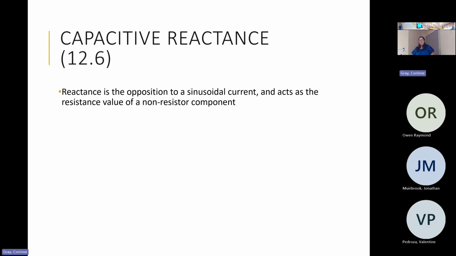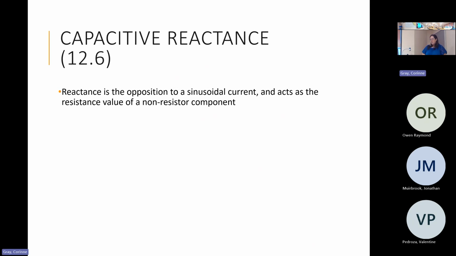So what reactance is going to be? It is the opposition to a sinusoidal current. Again, with our AC sources, we are focusing on them being sinusoidal based. So sine or cosine doesn't really matter, as long as it smoothly transitions from positive to negative amplitudes.